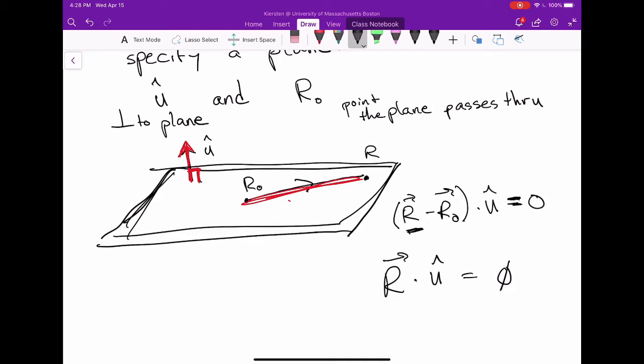And yes, I picked phi for a reason. Because dot products obey the distributive property. So all I'm doing here is just saying that this thing has the value of R0 dot U.